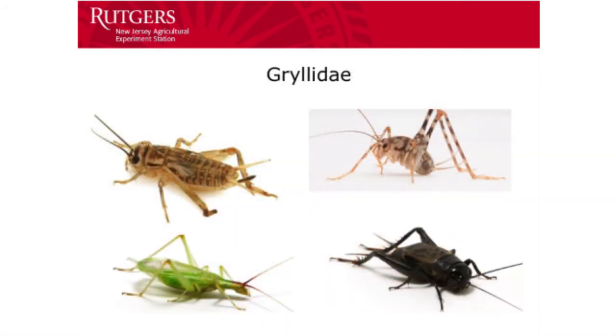Gryllidae are the crickets, okay? So on your upper left, that is a house cricket. This is the cricket that people use to feed things like lizards if they keep lizards. It's also what they're grinding up and putting in cricket flour today. Everybody familiar with cricket flour? You can't tell the difference between that and regular flour. It tastes very good. And it's supposed to be more nutritious.